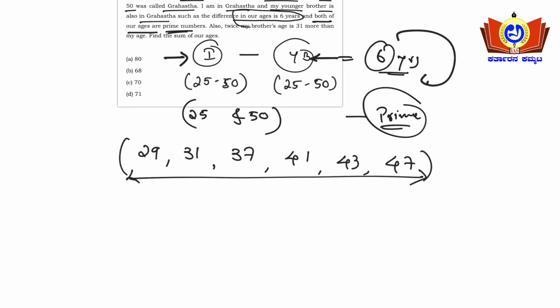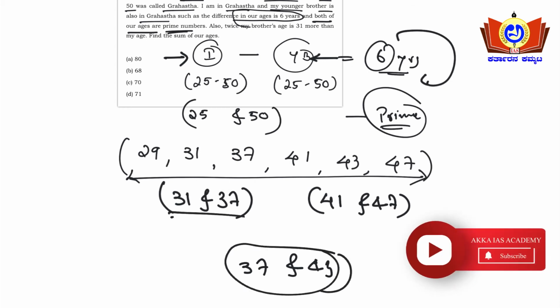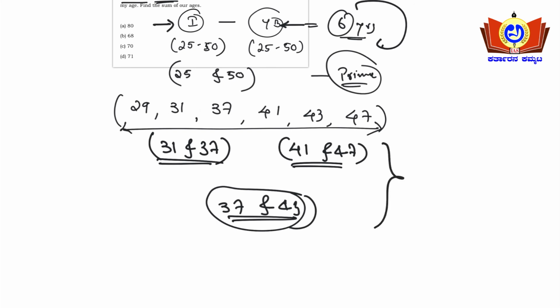Okay, so 6 years difference between two persons' ages can be written as, see here, 31 and 37. Yes or no? One possibility is there. And 41 and 47, second possibility. And also see here, friends, the other possibility is 37 and 43. Actually all these numbers have a 6 years difference. So these may be the possibilities here.